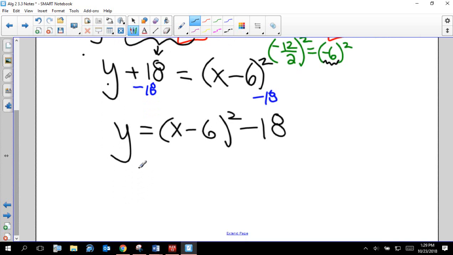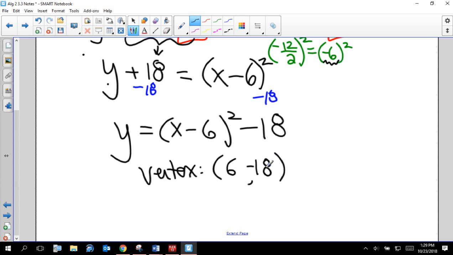So now you just have to find the vertex, which is (h, k). Remember, h, the horizontal, is always opposite. So it says minus 6, but it's not minus 6. What is it? 6. And then k is still the same sign, negative 18. So that's vertex form and finding the vertex.